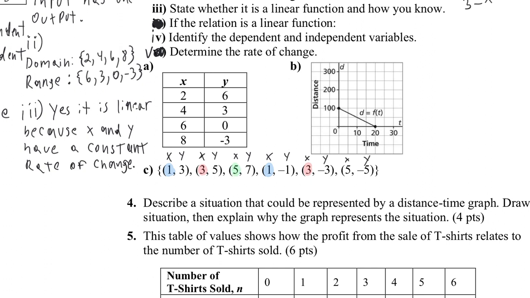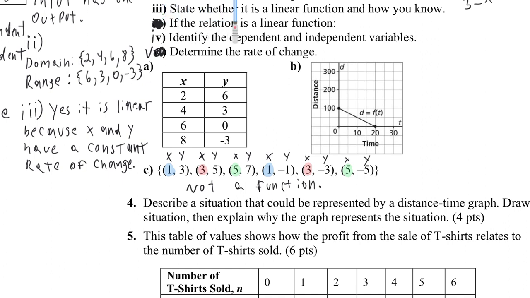And I have a positive 5 here and a positive 5 here. So since we have all of these numbers repeating in the x value, we can say right off the bat for C, not a function. And because it's not a function, we don't need to do number 2.